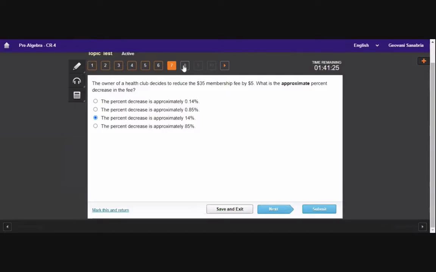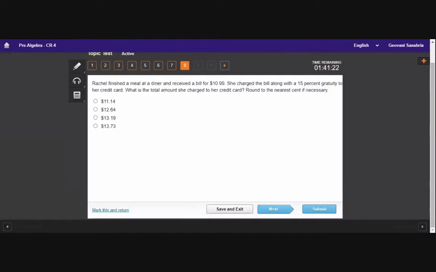I think we did that one last, or maybe I did it, but it was worded differently. All right. Rachel finished a meal at a diner and received a bill for $10.99. She charged the bill along with a 15% gratuity to her credit card. What's the total amount? Okay, it'd be the same. Same idea. Same concept, yeah. $12.64. Yep, that's what I got. Me too.